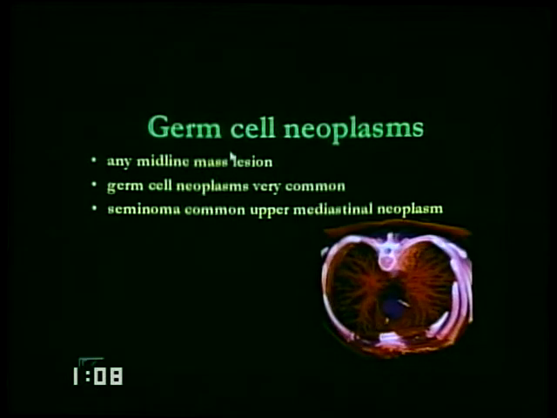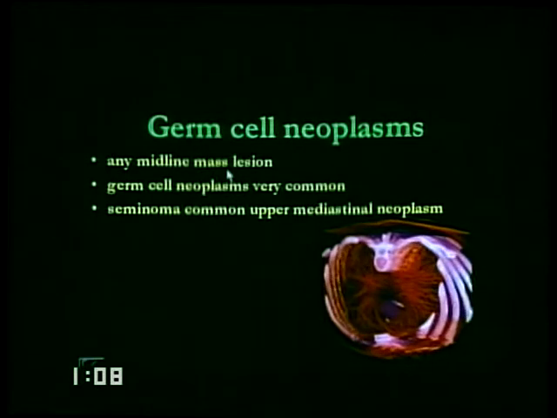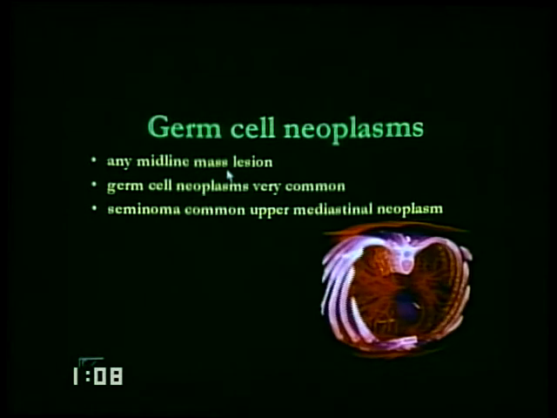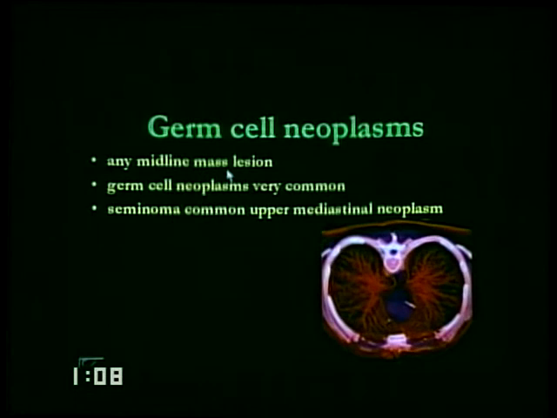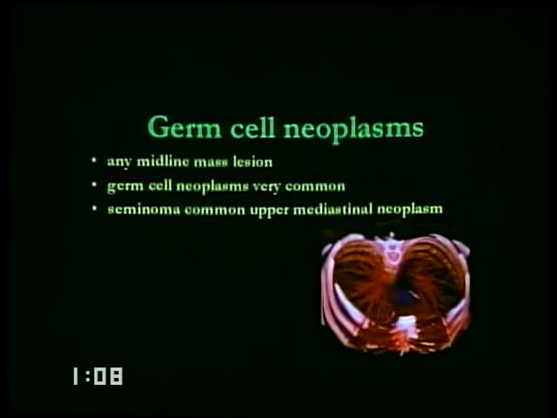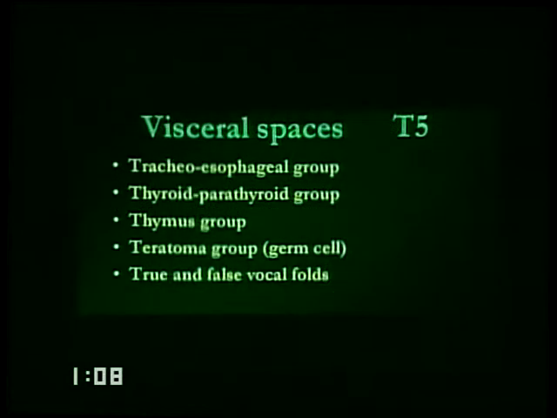Remember, germ cell tumors: any midline mass lesion, you've got to think of a germ cell tumor. In the anterior upper mediastinum, extending to the root of the neck, the seminoma is the commonest type of germ cell tumor. Always think of that whenever you see anything complex in the midline, inseparable from normal anatomic structures.